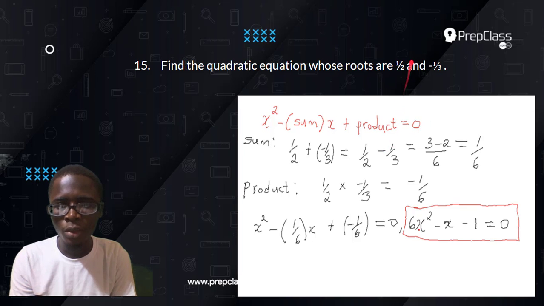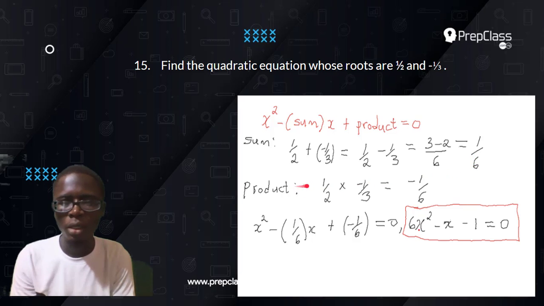So now the root of a quadratic equation is the point at which the quadratic equation truncates the x-axis or the y-axis, depending on the direction of the curve. So the sum of the roots is half plus minus 1/3. Then looking for the LCM here, we have 6. So 2 into 6 is 3. 3 times 1 is 3. 3 into 6 is 2. 2 times 1 is 2. So 3 minus 2 is 1, and then I have my denominator, which is 6.